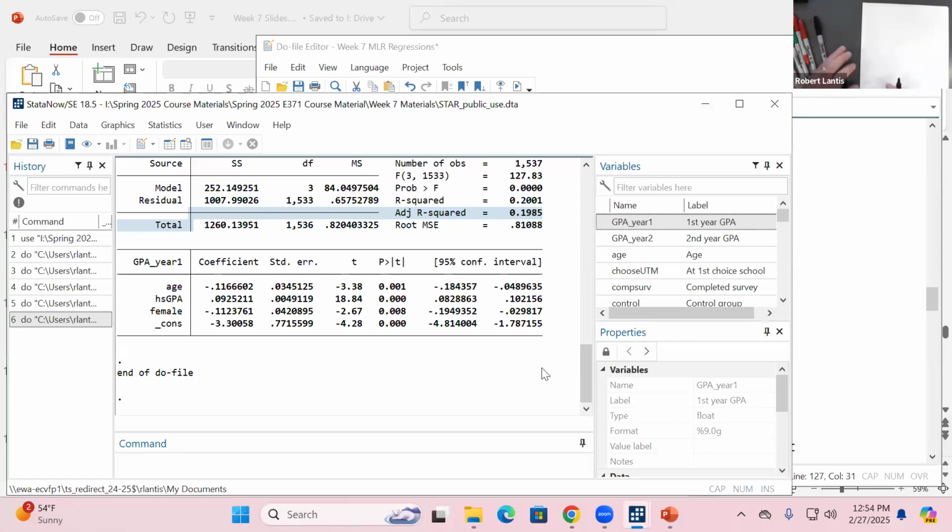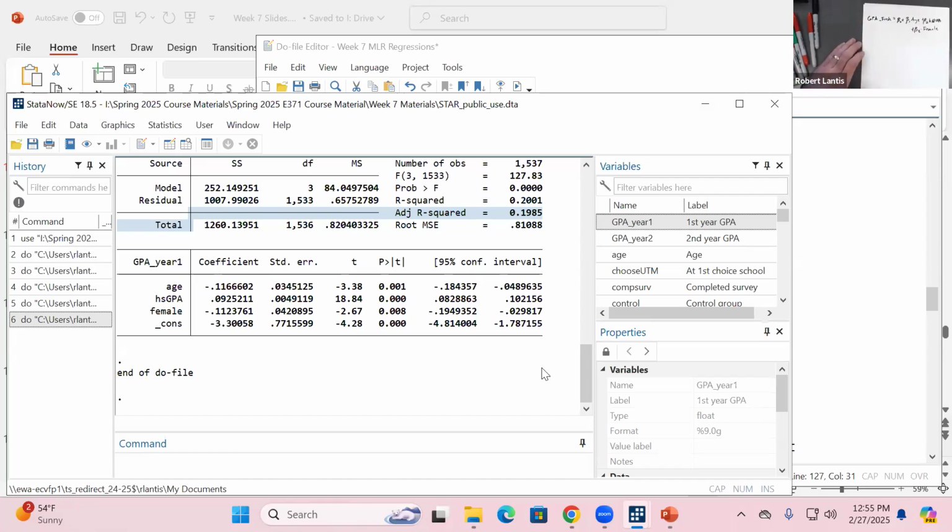Okay, so if I'm trying to predict GPAs from year one, think of this as their freshman GPA, and I had age, and what were the other ones? High school GPA, and then whether or not they were female, this dummy variable.